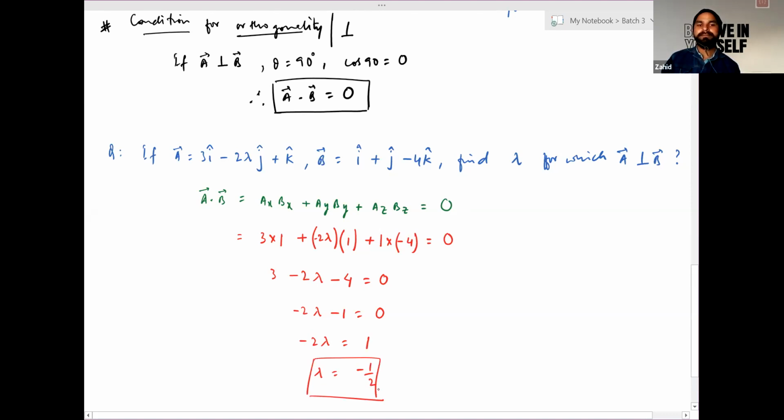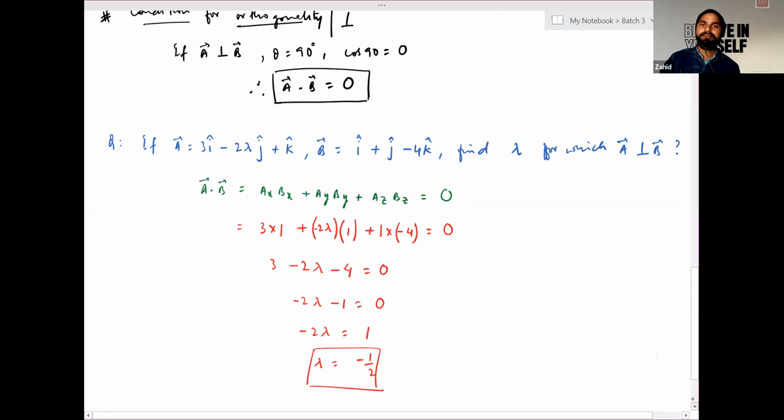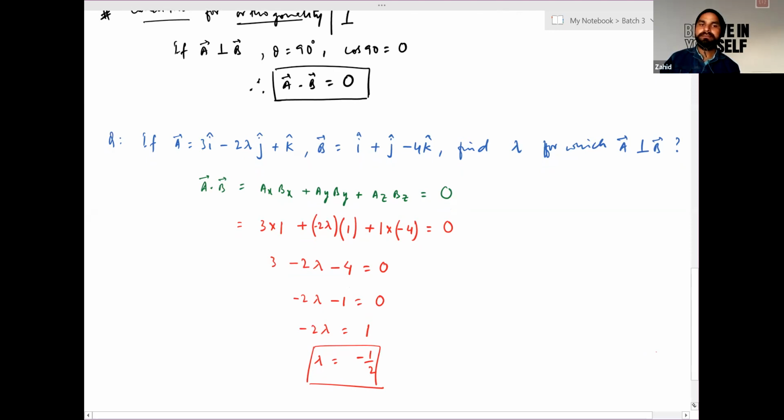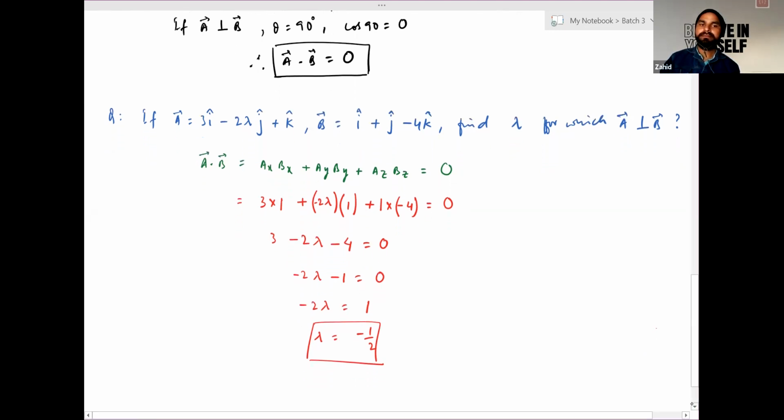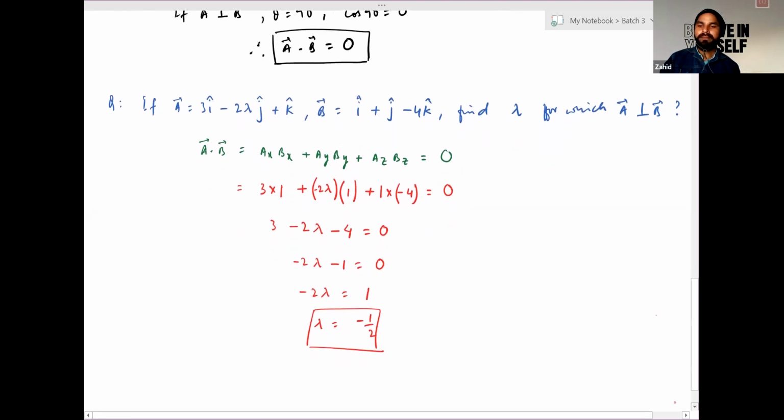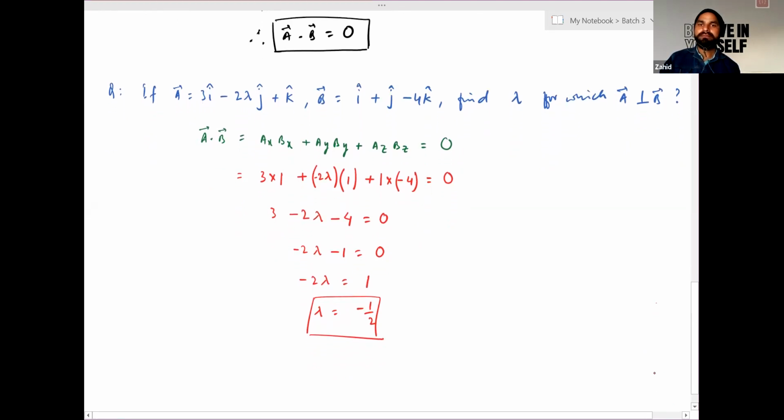Good, Sabita. Mohammad Umar, just check your calculation. Is it clear? Rishan?